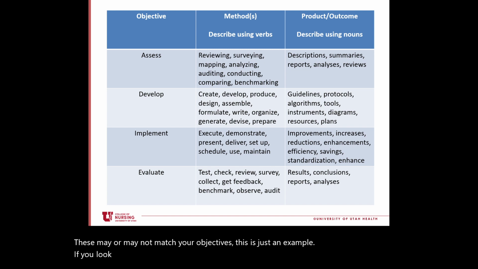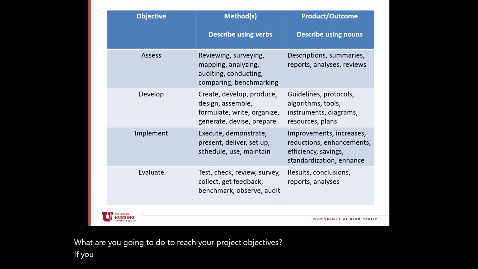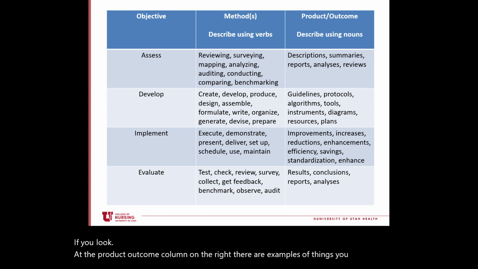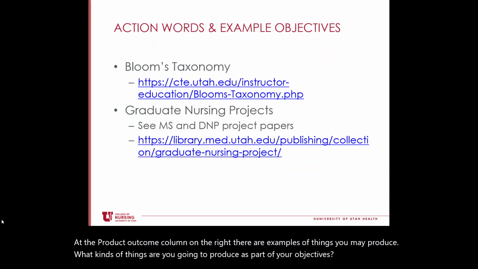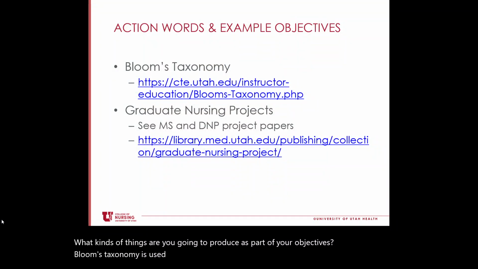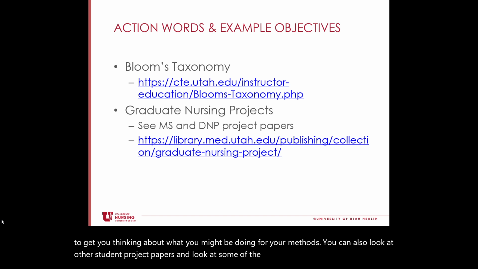If you look in the methods column in the middle, there are examples of action words. What are you going to do to reach your project objectives? If you look at the product outcome column on the right, there are examples of things you may produce. What kinds of things are you going to produce as part of your objectives? Bloom's taxonomy is used in education context, but it is a nice source of some action words to get you thinking about what you might be doing for your methods. You can also look at other student project papers and look at some of the methods described in those.